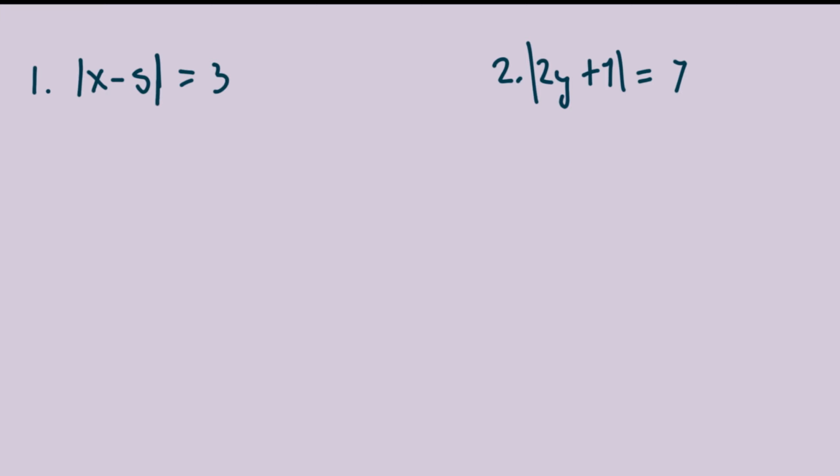Now it's time to practice this. Pause the video and try it yourself. Okay, so let's go over the first few problems. The absolute value of x minus 5 is equal to 3, so you know the drill. Add 5, x is equal to 8, or x is equal to 2.